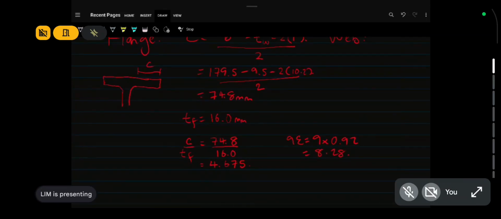Do you think C divided by TF is less than 9 epsilon? I've calculated 9 epsilon there. It's 8.28. Is C divided by TF more or less than 9 epsilon? Less. It's 4.6 only. 9 epsilon is 8.28. So it's less than 9 epsilon. Therefore, it's class 1.